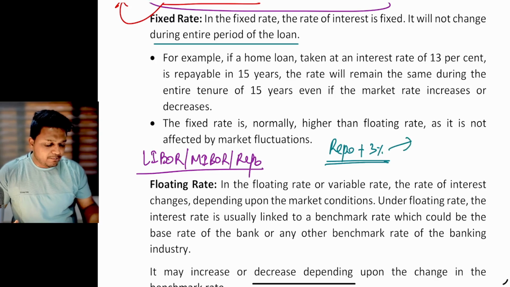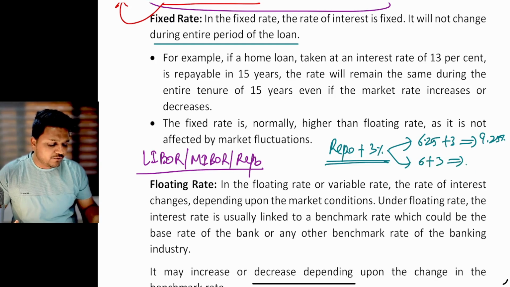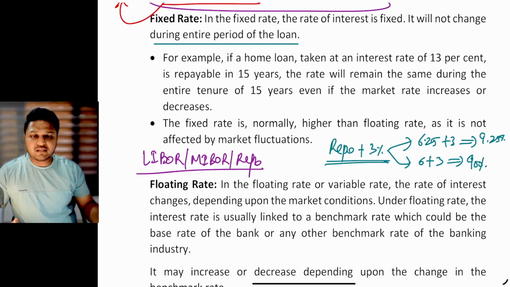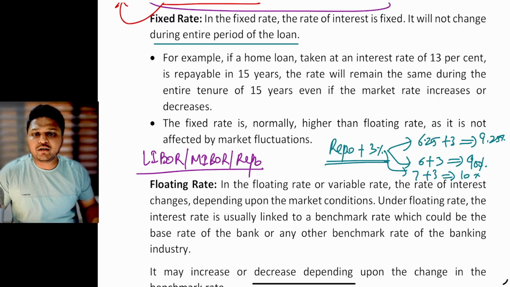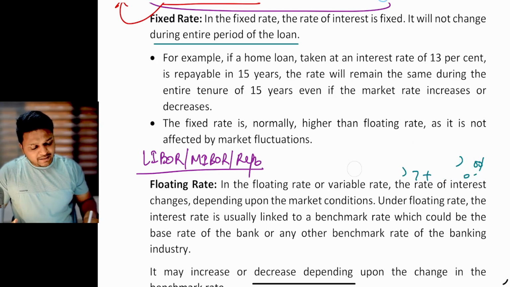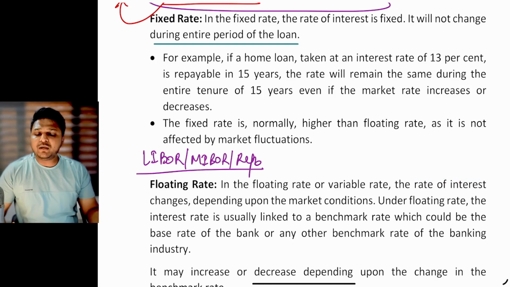So if the repo is 6.25%, the bank will be charging plus 3%, that is 9.25%. And what if the repo is now reduced to 6%? The margin is all the same, 3%. The particular rate of interest being charged on the loan will be reducing. That is 9%, right? And the same way it can increase. Let's say if the repo is increased to 7% plus 3%, now it will increase to 10%, right? That is the scenario of the floating rate. Now there is a repricing. Repricing could be monthly, it could be quarterly, it could be half yearly, depending upon what kind of loan you have taken, right? And based upon the terms and conditions, right?